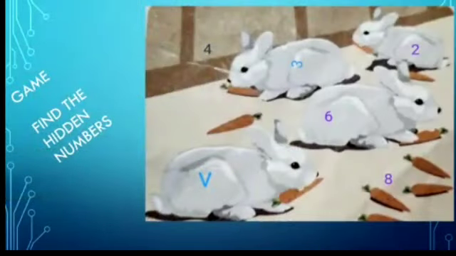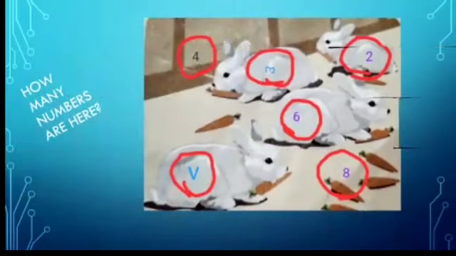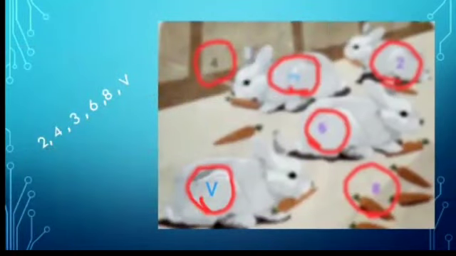To the topic, let's play a small game. See the picture, you can see some rabbits with numbers, right? Can you identify what all the numbers are here? Hope you have found out. The numbers are 2, 3, 4, 6, 8 and then V. Is it a number? Yes, you're right. V is a Roman number. It represents 5.